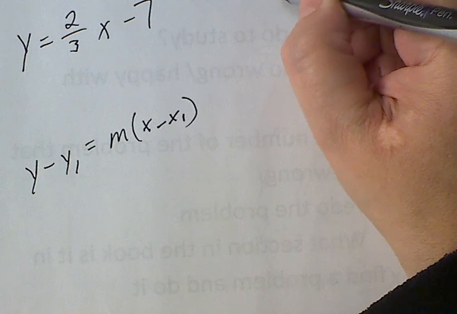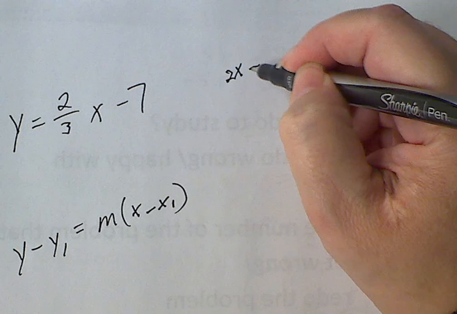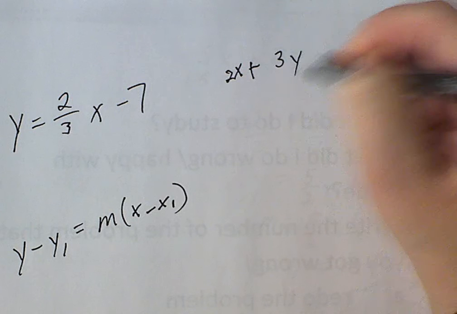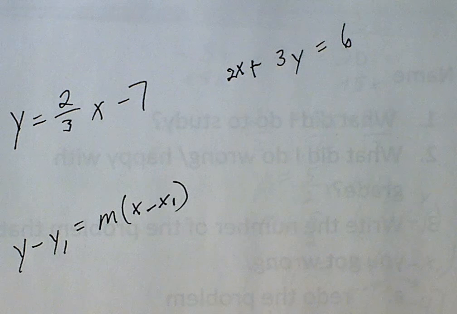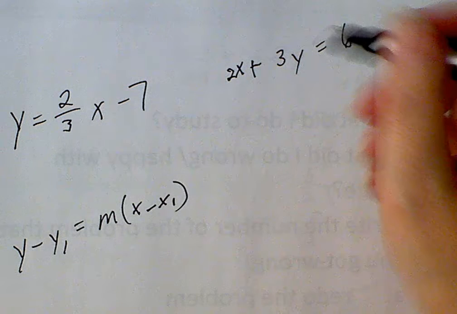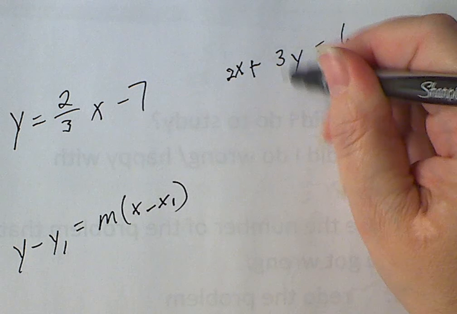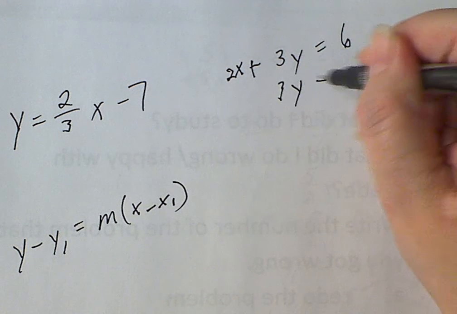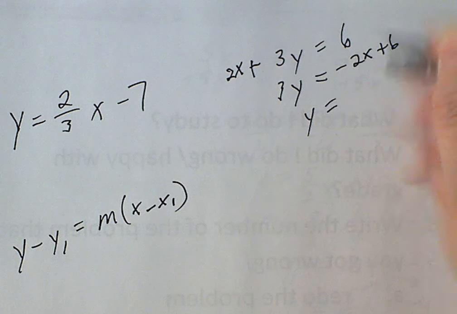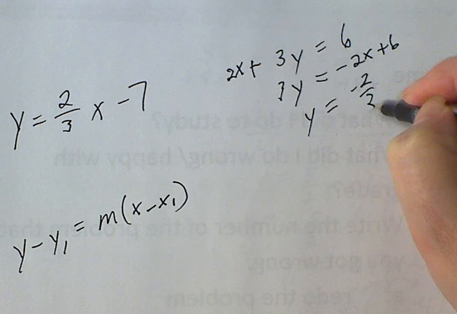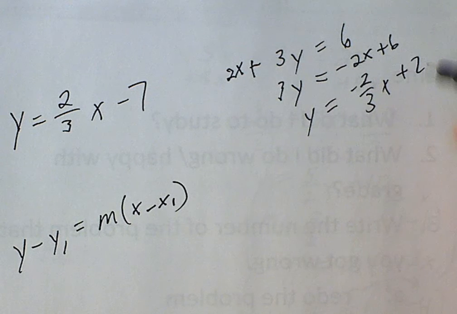But if you have 2x plus 3y is equal to 6, you first have to put it into the y equals mx plus b. You have to solve for the y first, and then you quickly move it over so I can see that it's 3y is equal to a negative 2x plus 6. Y is equal to negative 2/3 x plus 2. Then you put it into that.